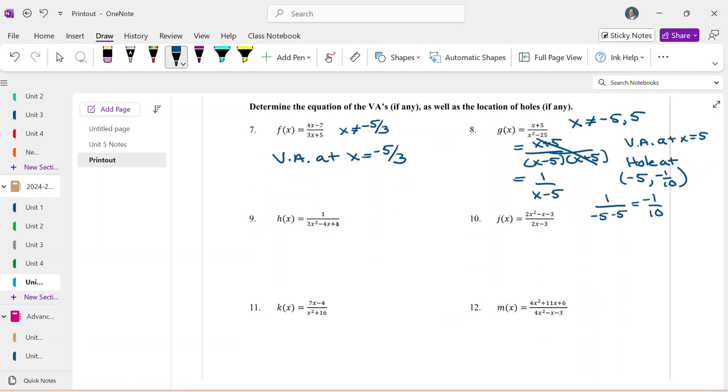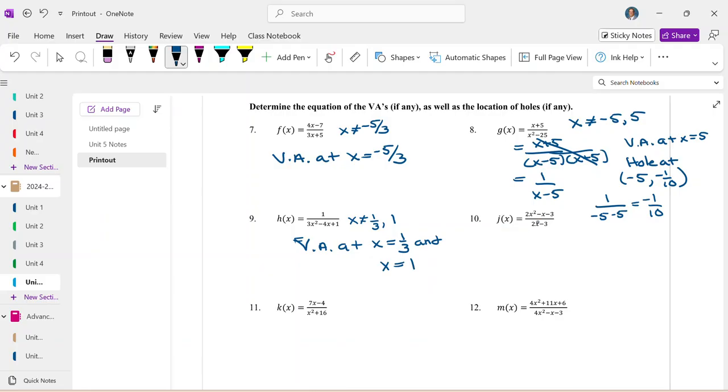Here, when we found the domain, we said that x cannot equal 1/3 or 1. And neither of those would cancel, right? Because there's nothing to cancel with. So then there is a vertical asymptote at both x equals 1/3 and x equals 1.